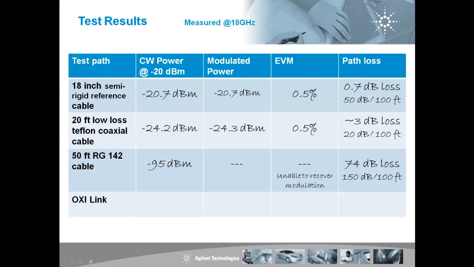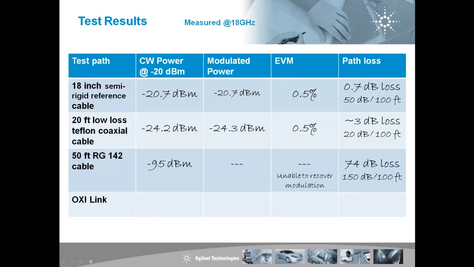For our 50-foot piece of RG142, we were able to measure -95 dBm, but only after we were forced to reduce our span down to 200 kilohertz in order to separate our signal from the noise. For a 1 MHz wide modulated carrier, there's simply too much noise to be able to recover our signal, which prevented us from making a power reading or an EVM reading. Our path loss: 74 dB, or 150 dB for a 100-foot length.